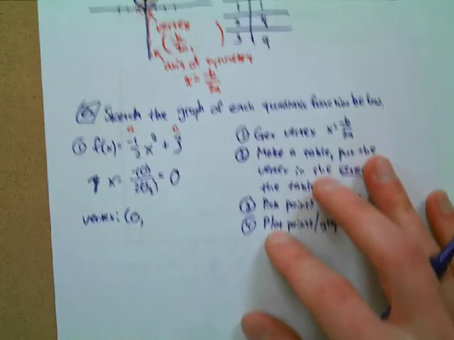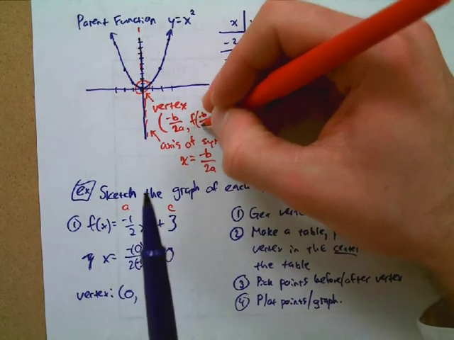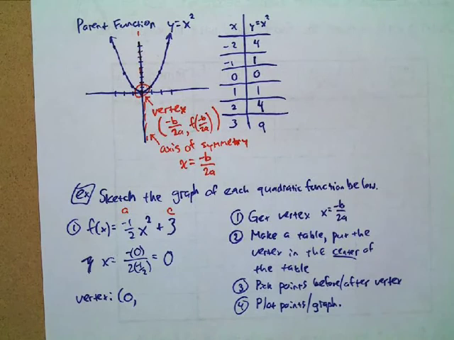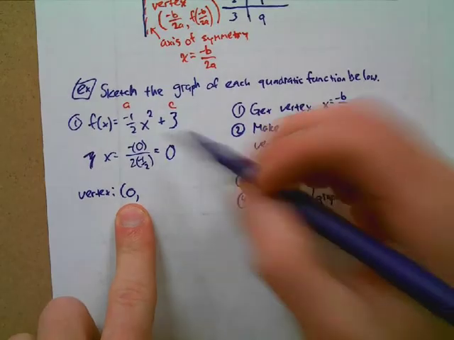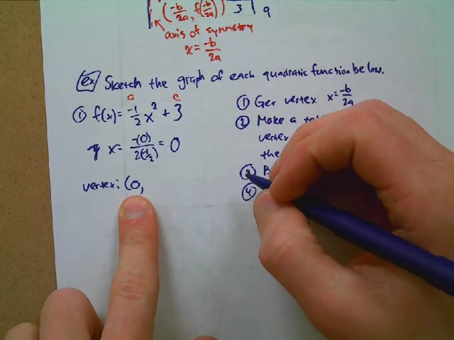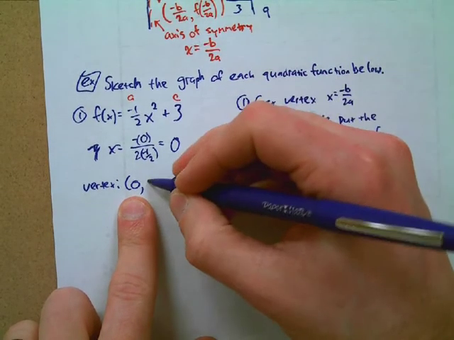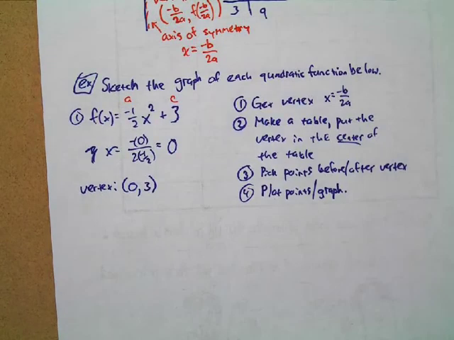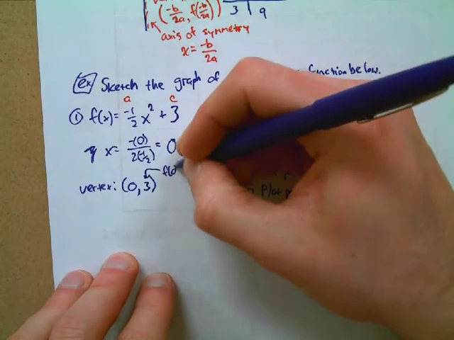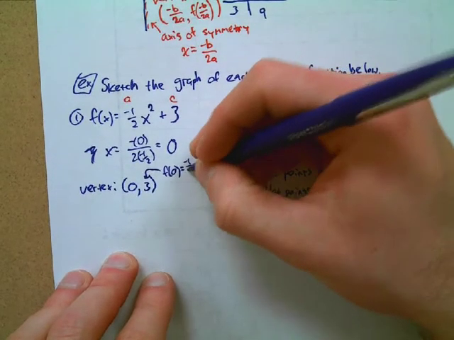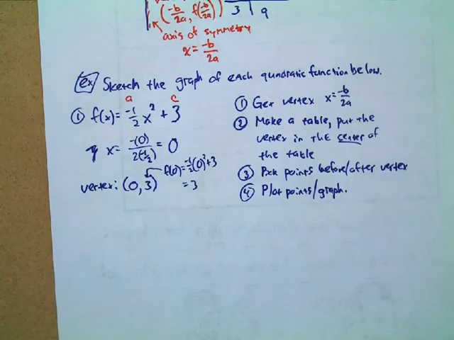And so that was the answer to up here. You just do f of -b over 2a. You're going to plug in the x-coordinate to get the matching y-coordinate. So what do we get when we plug in 0 for that function? 0 squared is 0 times 0, plus 3, so it's 3. So we get 3. (0, 3) is our vertex.